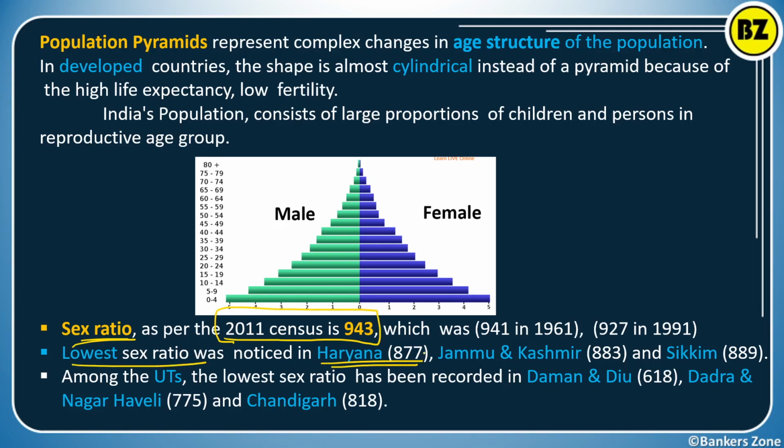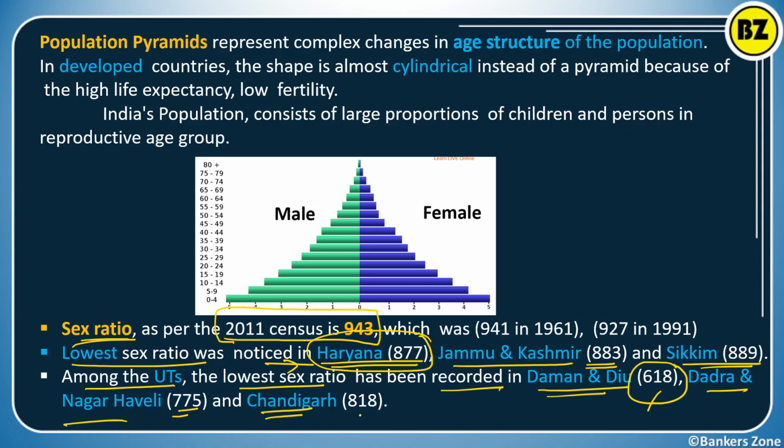These are things you are already familiar with if you read the newspaper, right? Because in Haryana there is a lot of shortage of women or girls for marriage. So you are reading that in the news. So Haryana has the lowest sex ratio, and after that Jammu and Kashmir 883, then Sikkim 889. Remember that the lowest is Haryana. Among the Union Territories, the lowest sex ratio is recorded in Diu and Daman. Only 618 females are there for 1000 males. Dadra and Nagar Haveli is 775 and Chandigarh is 817.